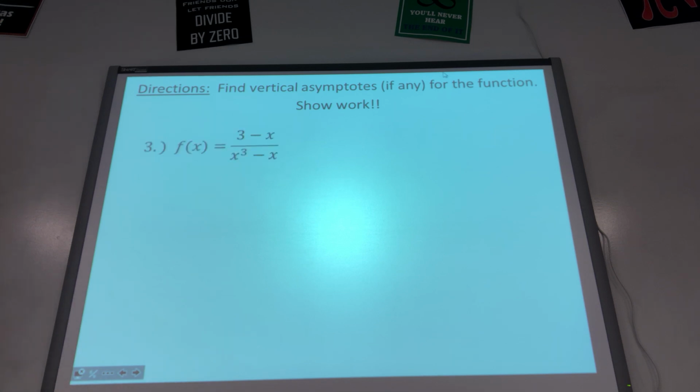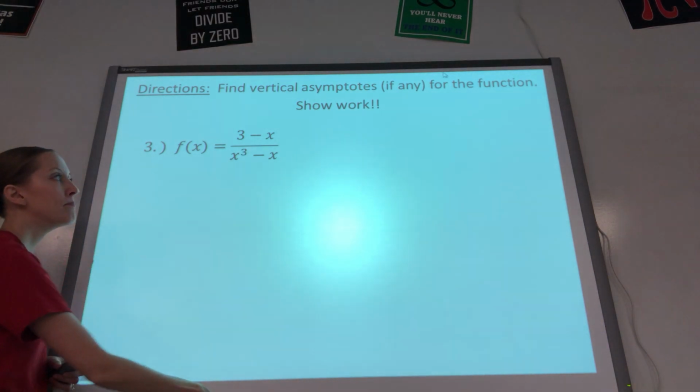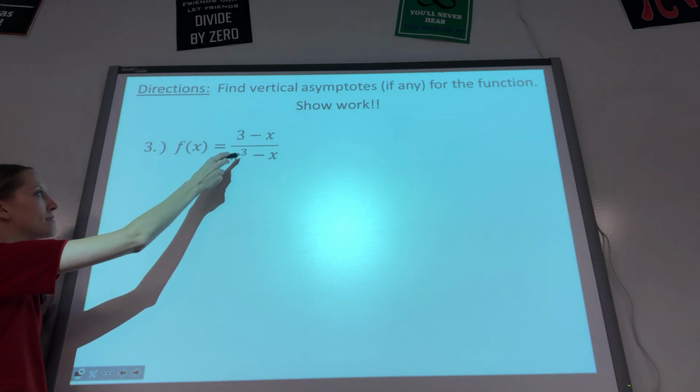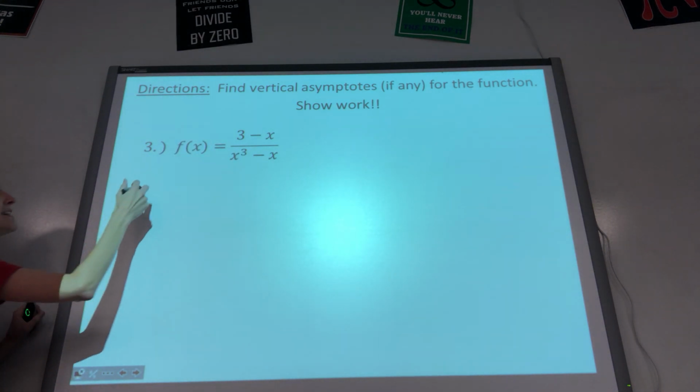Okay, example 3. Don't go to your calculator yet. We're going to do this by hand first. You can check it though. It says f of x equals 3 minus x all over x cubed minus x. Now, when I gave you that information on the last slide, it basically told us what we want to happen. We want the bottom to be 0. We don't want the top to be 0.